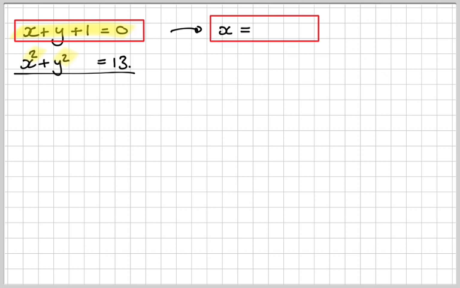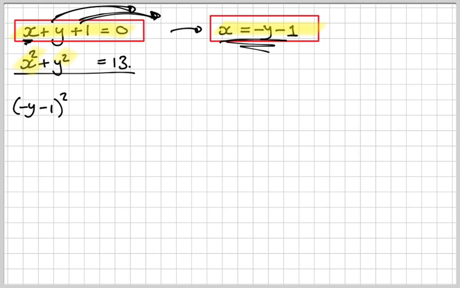Now the way I can do that is I'm going to take everything and bring it to one side so that I have just x on its own. So when I bring over the y, it'll be minus y. When I bring over the 1, it'll be minus 1. Okay, so now I have a little equation, and what I do is I sub it in to the bottom equation here. Everywhere I see an x, I can sub in this equation. So it goes x squared, so I can go minus y minus 1 squared instead of the x, plus y squared, so plus this y squared, equals 13.